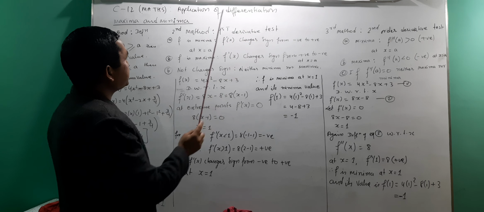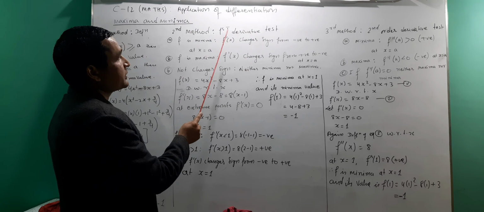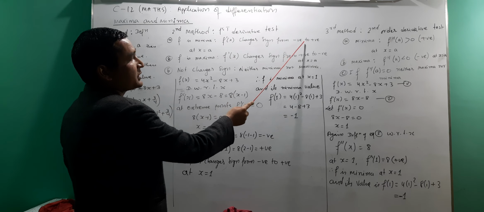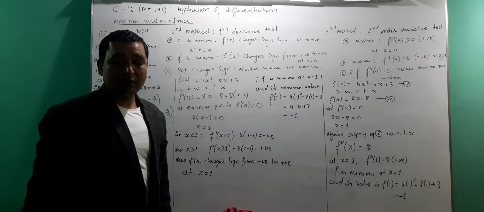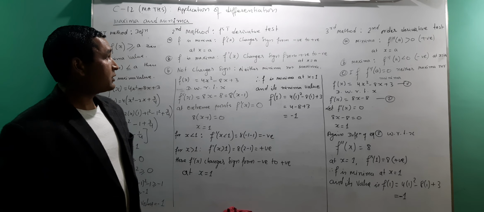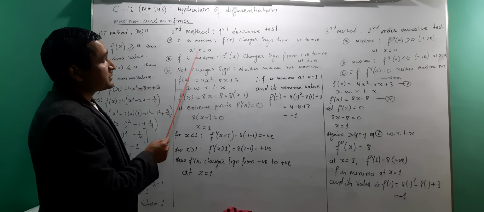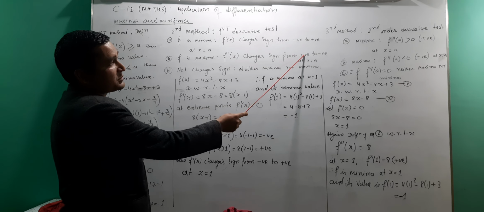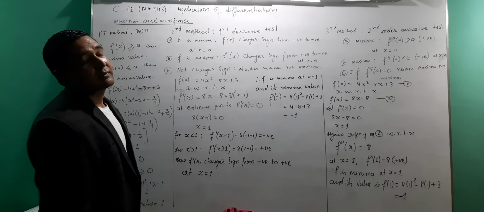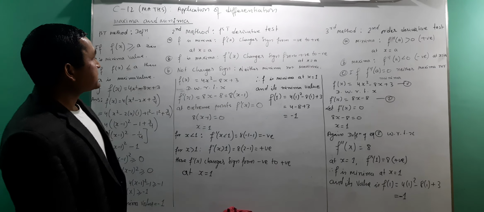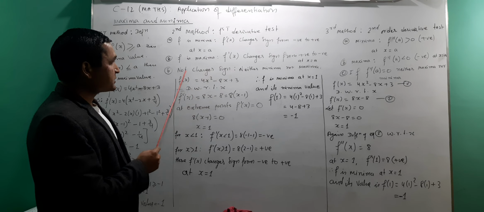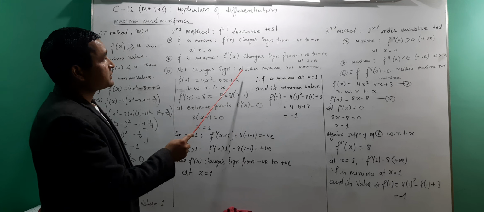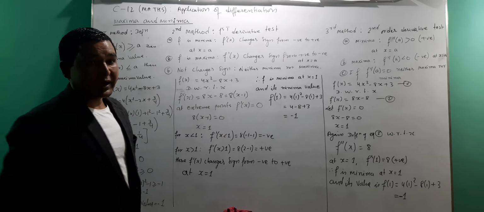The second method is the first derivative test. The function f is minimum if the differentiation changes sign from negative to positive at a given value, any real value of x. And the function is maxima if f'(x) changes sign from positive to negative at any real value of x. If the sign does not change, if it remains the same, negative to negative or positive to positive, then the function is neither minima nor maxima.